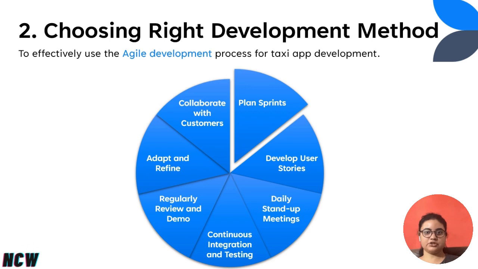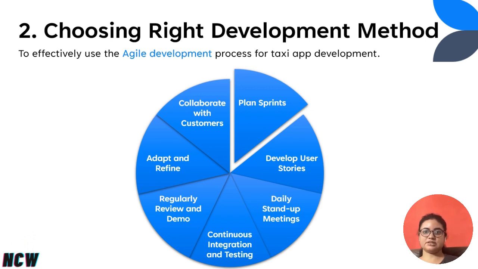To effectively manage your development process, it's suggested you use the agile development process for your taxi app development. The first step is plan sprints, second is develop user stories, third is daily stand-up meetings, fourth is continuous integration and testing, fifth is regularly review and demo, sixth is adapt and refine, seventh is collaborate with customers. By following these steps, you can effectively implement agile methodologies in your taxi app development.